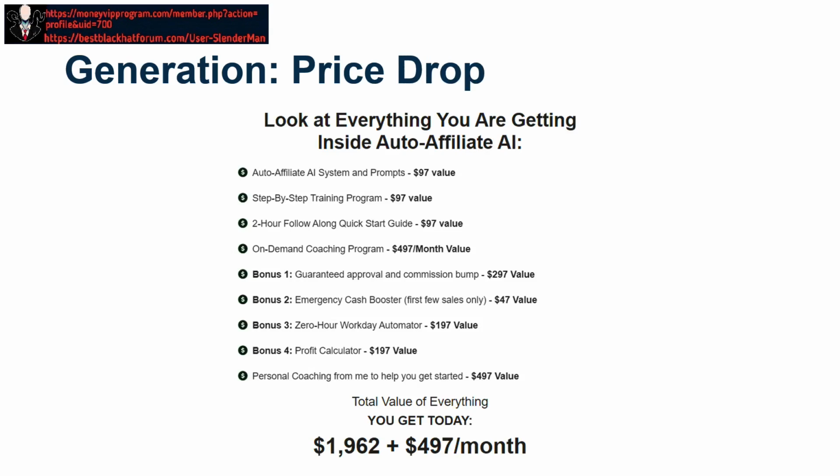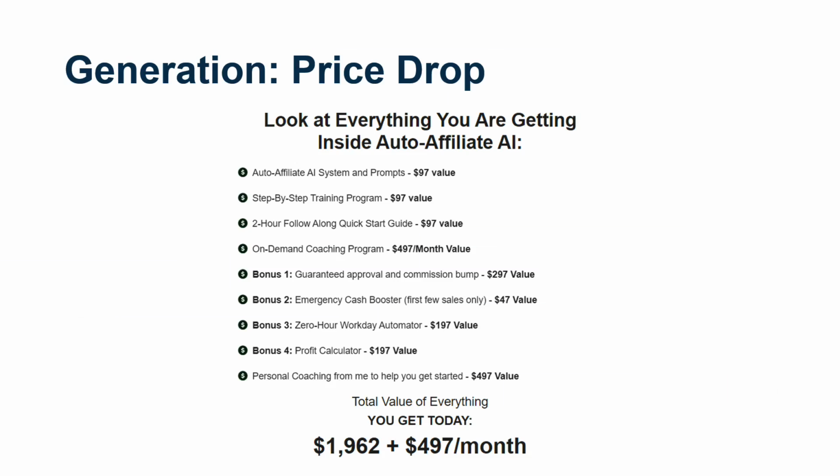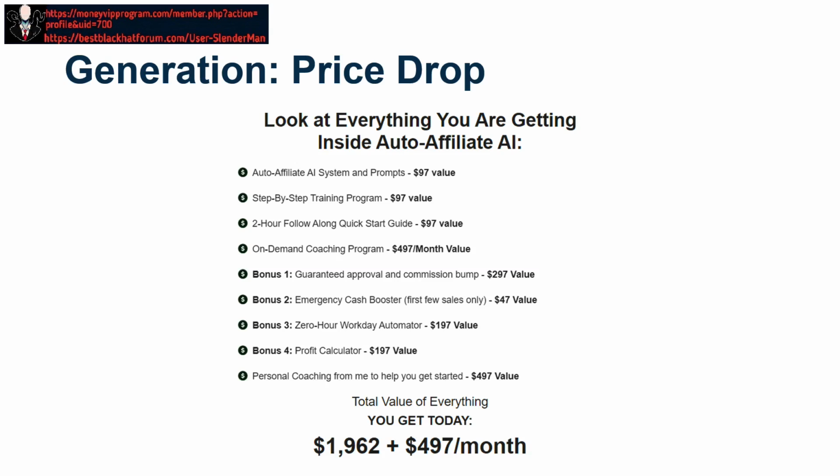This is one of my letters inside of Auto Affiliate AI. You get the system and the prompts, $100 value, step-by-step training, $100 value, a 2-hour follow-along quick start guide, another $100, on-demand coaching, and then a list of bonuses. Bonuses are great motivators for people to click buy, and personal coaching from me to help you get started, right? Total value of everything today is $1,962 plus $497 a month. Right. Well, where did I get that? I got that from the on-demand coaching program for $497 a month. So we total all that up, and you're looking somewhere north of $2,500.